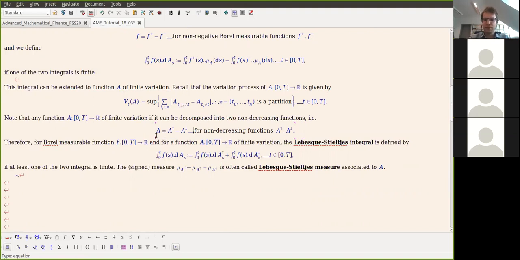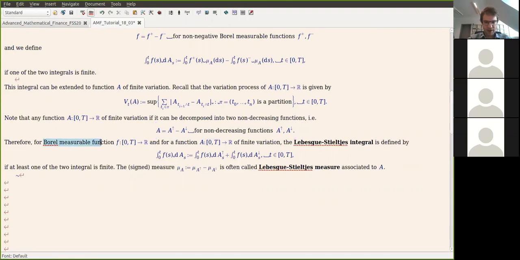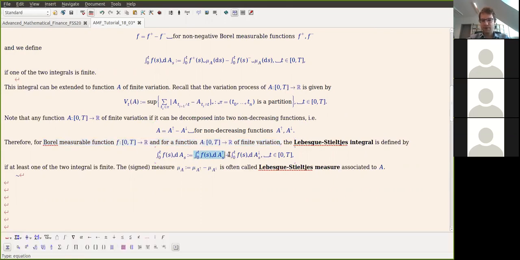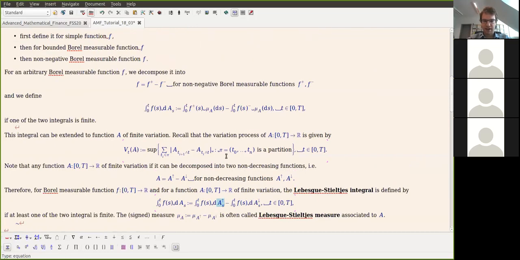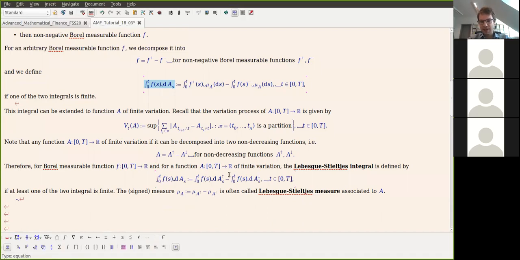So if I have such a function of finite variation, then I can again write my integral in the naive way, as we expected. If I have a Borel measurable function and a function of finite variation, I define my Lebesgue-Stieltjes integral as the difference of the integral of f with respect to the upward movements of A minus the integral of f with respect to the downward movements of A. These are increasing functions, and I have already defined what this means. So the definition of this integral is just the classical Lebesgue integral. And by always taking the difference of the sums, all the linearity properties you want from an integral are preserved by this operation.